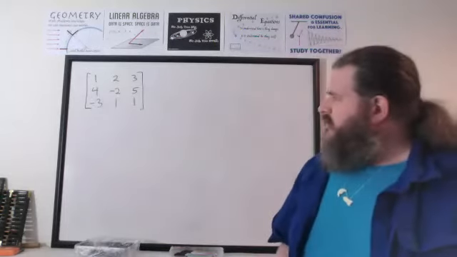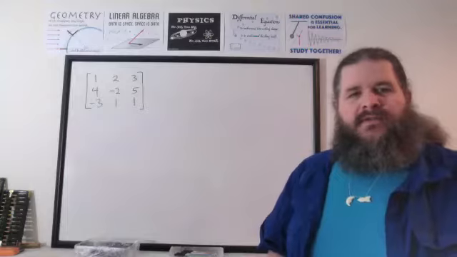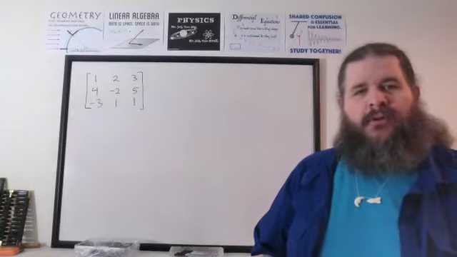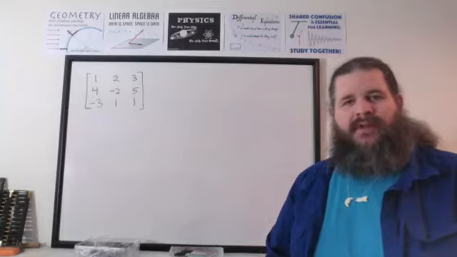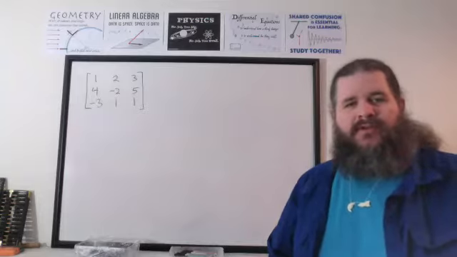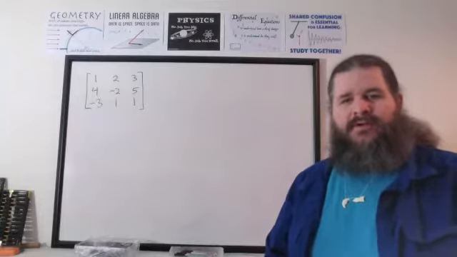So with this matrix, just as an example, let's say we wanted to take this matrix all the way to reduced row echelon form. What would be the operations we would do to do that? What would be a good way to start turning this into reduced row echelon form?